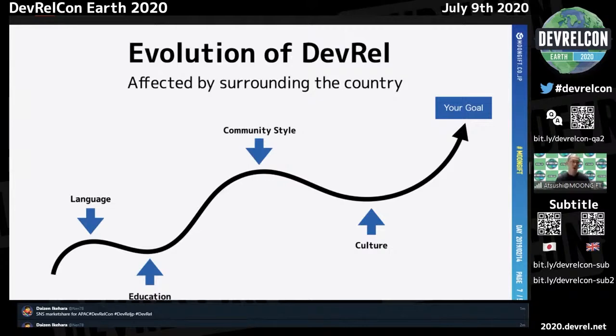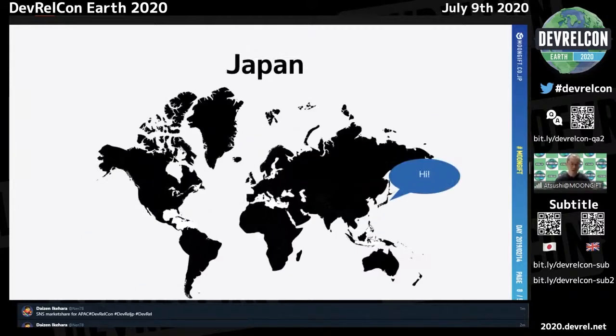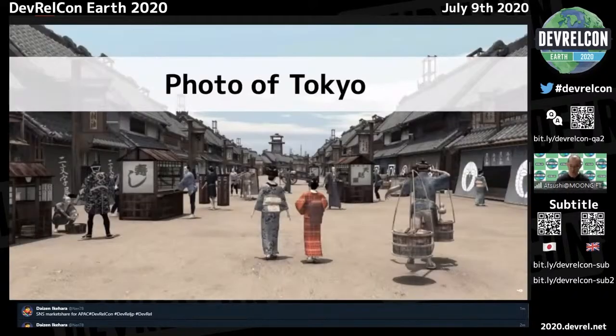Okay, so I'm talking about Japan. Do you know my country? It's a small island country. Japan is on the east side of the world. And this is a photo that I took yesterday. It's in front of Tokyo Station. No, I'm kidding. It's a 3D simulation of Japan in the Edo era. We are wearing a suit, t-shirt, hoodie, or pants like you. Nobody has a ninja sword, unfortunately.